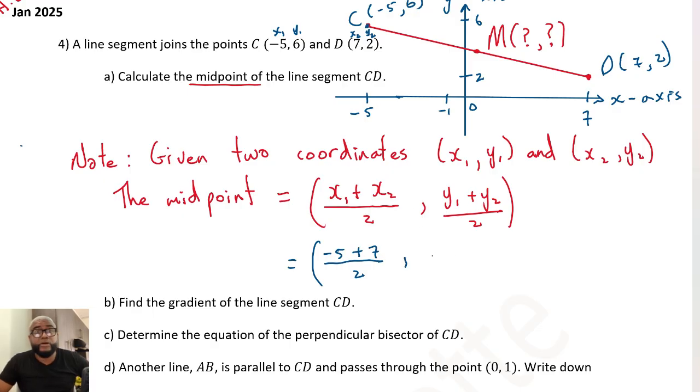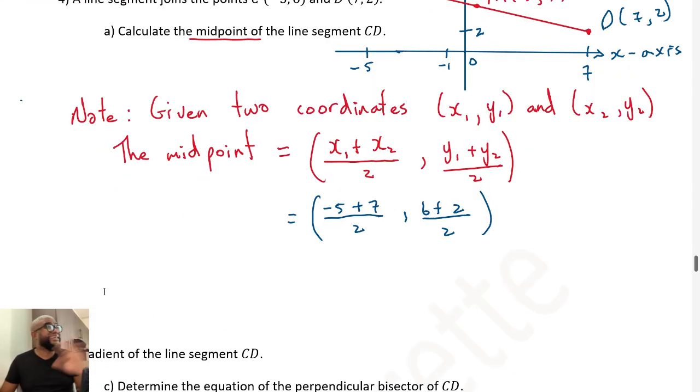Come on, Miriam. What's the value of y in the first coordinate? The value of y in C. So you're looking at C. C is the first coordinate, right? 6. Perfect. Plus, what's the value of y in the second coordinate, which is D? 2. Perfect. All over 2. So when you work this out now, you will get your midpoint.